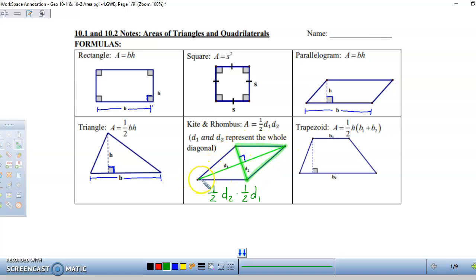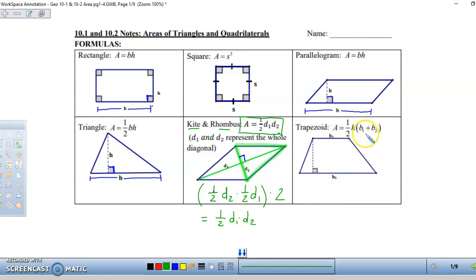Now you'll notice there's an identical triangle down here. So what you're going to do is take this and multiply it by 2, because there's 2 of those triangles. Okay, and so you could do some fancy cancellation, but basically 1/2 times 1/2 is 1/4, and 1/4 times 2 is 1/2. So that ends up with 1/2 diagonal 1 times diagonal 2. Now you're never going to have to talk me through that or anything. So if you can just remember, this is the formula whenever you have a kite or a rhombus. And again, that's because they have perpendicular diagonals.